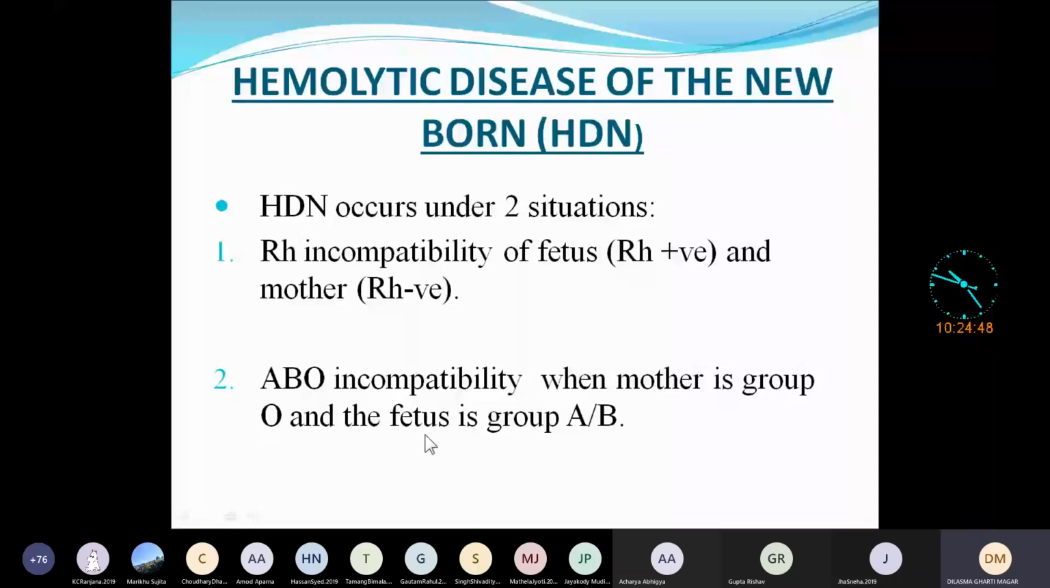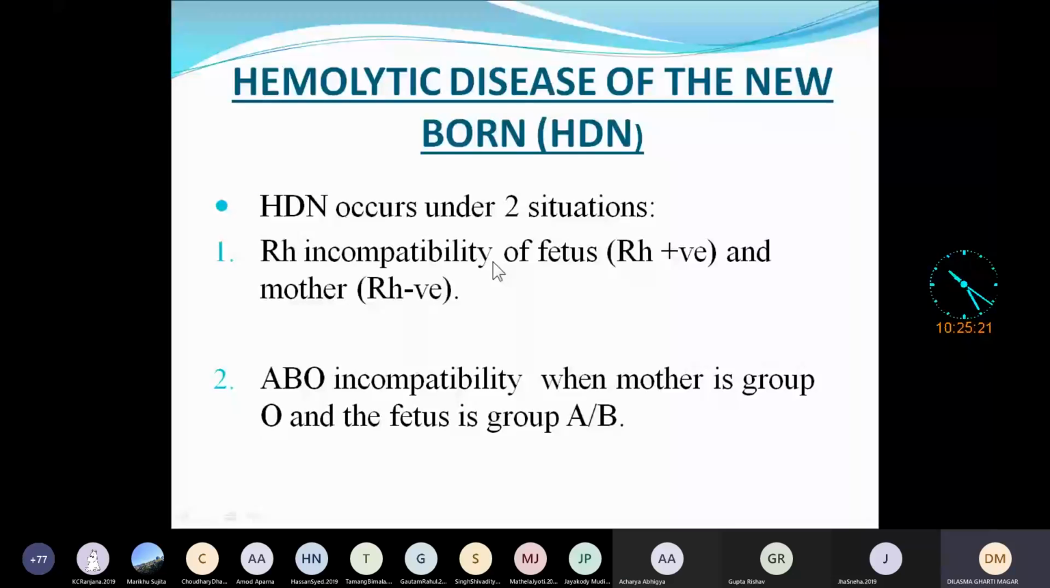Understood? So it's easy to remember also. One is the Rh incompatibility and another one is the ABO incompatibility. I'll explain both of these conditions. In the case of Rh incompatibility, the fetus will always be Rh positive and the mother will be Rh negative. If the fetus is Rh negative, in the case of an Rh negative mother, there will be no problem. But if the fetus is Rh positive, then Rh incompatibility of the fetus can occur.